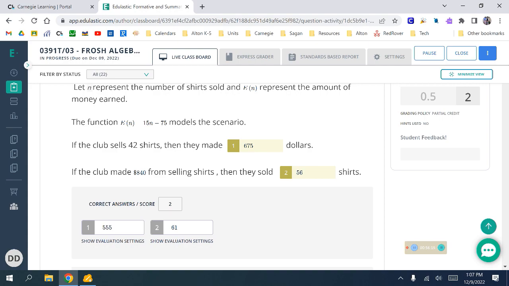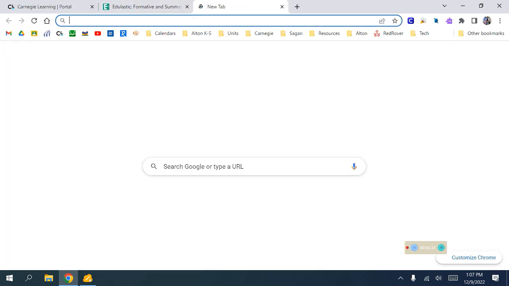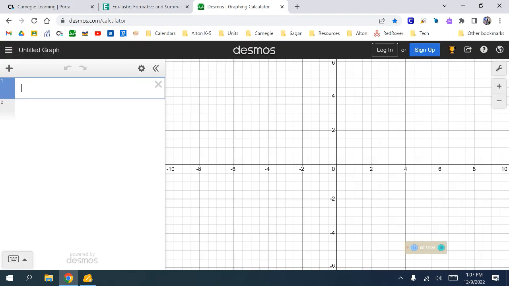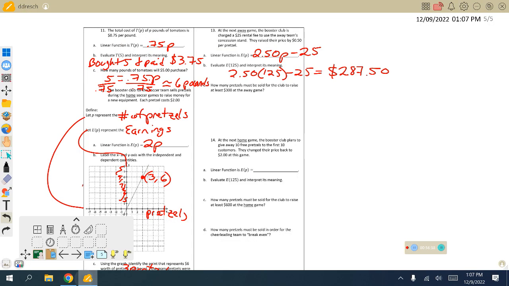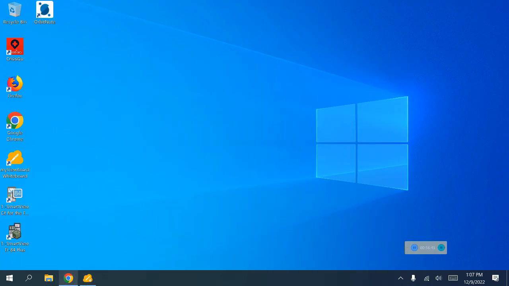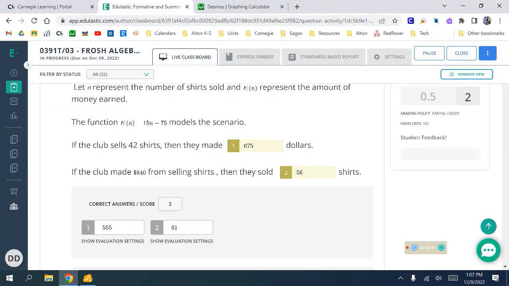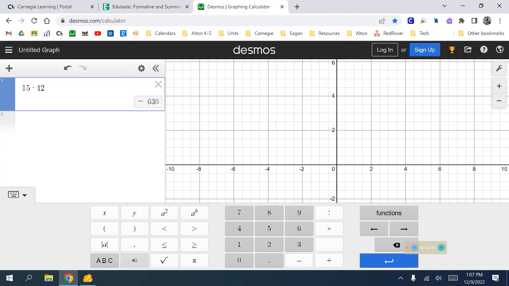This is what was forgotten. That's 75. When you went to do that in your calculator, 42. When I take that, what is it? 15 right here. 15 times 42. I'm getting 630. And then that's 6. Minus that 75. And then minus that 75. That's where I'm getting 555.